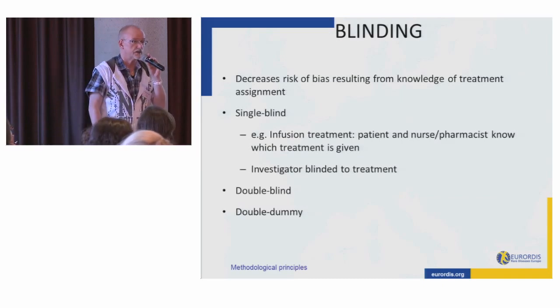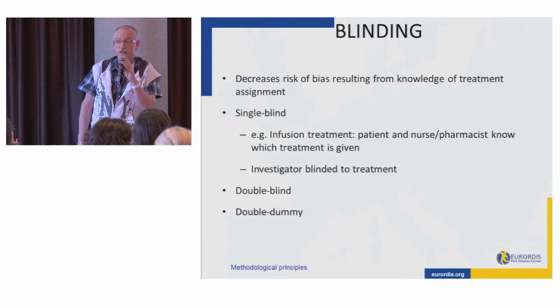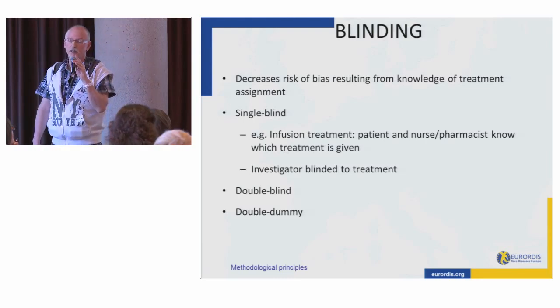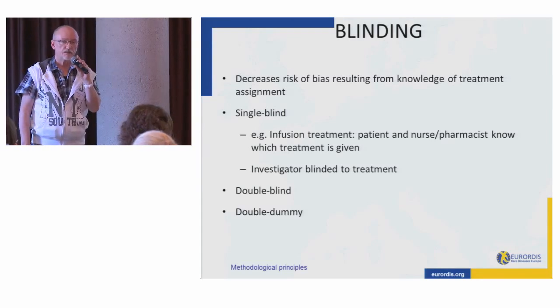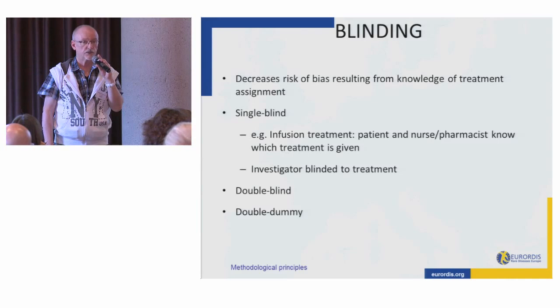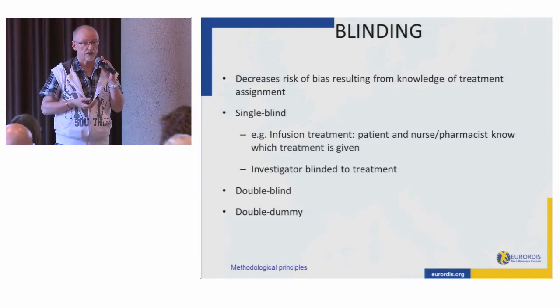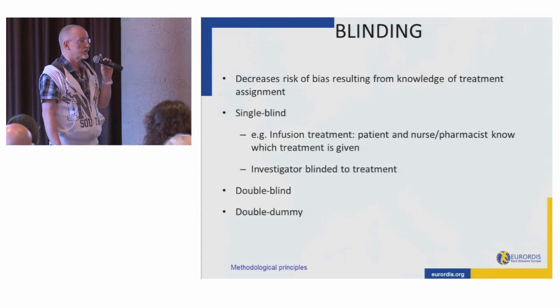The next word, blinding. It decreases the risk of bias resulting from knowledge. It may be a single blind situation. In other words, maybe the patient knows what he or she is receiving, but it's important that when the investigator is doing the assessment, the investigator doesn't know. But of course that is a situation where it's ever so easy to break the blind, intentionally or unintentionally. So it's not a very good safeguard, but sometimes it's better than nothing if you can't really blind the treatment.